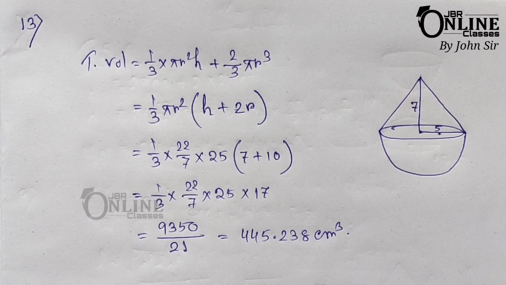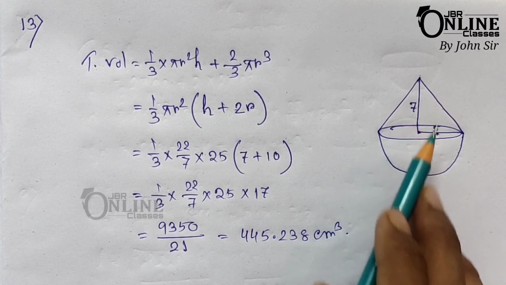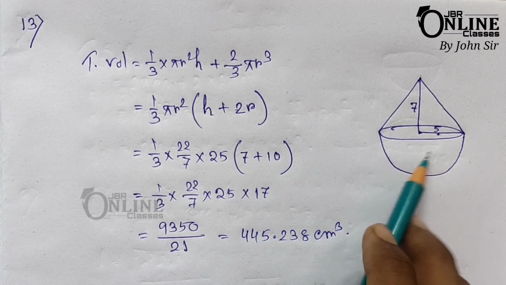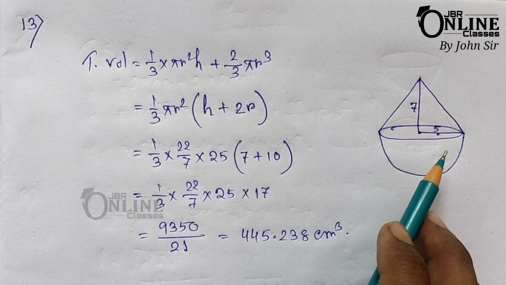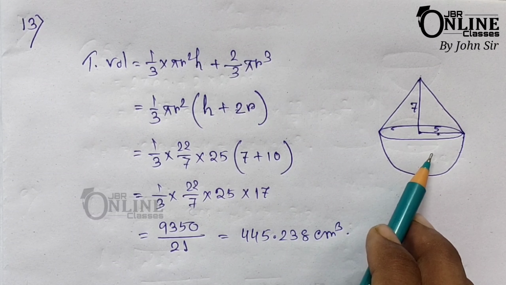Now sum number 14. Sum number 14 is similar to sum number 13. Now in that case, here it is given that the volume of the cone is 2 by 3 of the hemisphere. So first you have to find out the volume of the hemisphere and then multiply it by 2 by 3, and then you will get the volume of the cone.